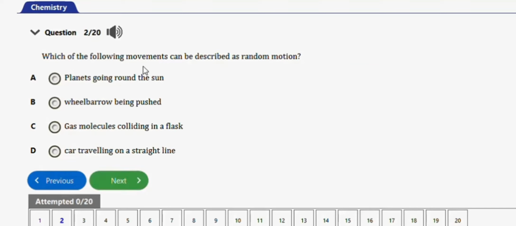It says, which of the following movements can be described as random motion? Planets going around the sun, wheelbarrow being pushed, gas molecules colliding in a flask, car traveling on a straight line. So the right option is option C, which is gas molecules colliding in a flask. The next question will be this one.